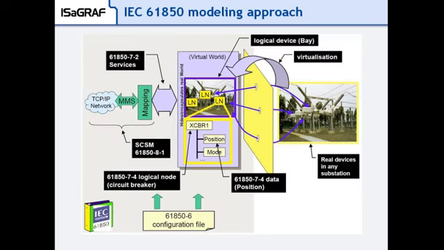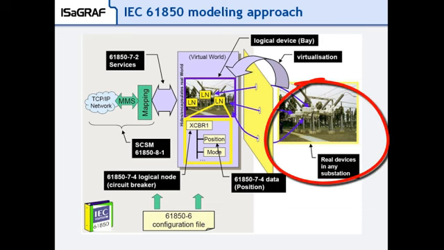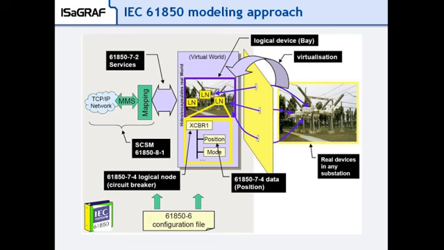An IED, also called on this drawing logical device, can contain several functionalities. Each functionality is defined by the standard 6.1850 and it's called a logical node. Each logical node represents a physical device on the field. For example, a logical node can be a current transformer. It will be called a TCTR. A logical node can be a circuit breaker. It will be called the XCBR.